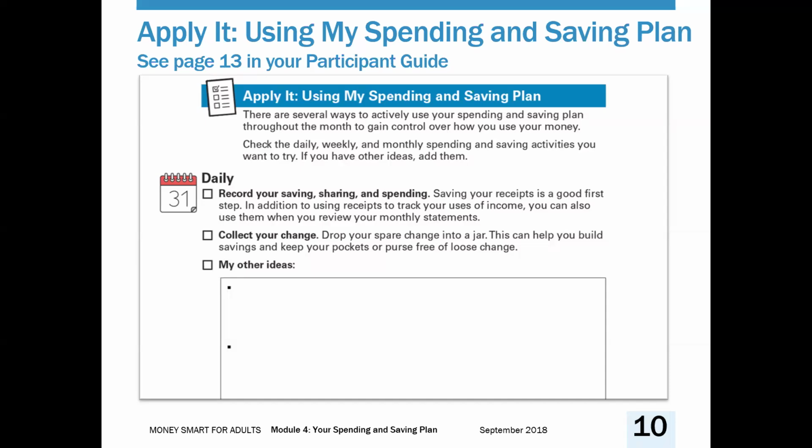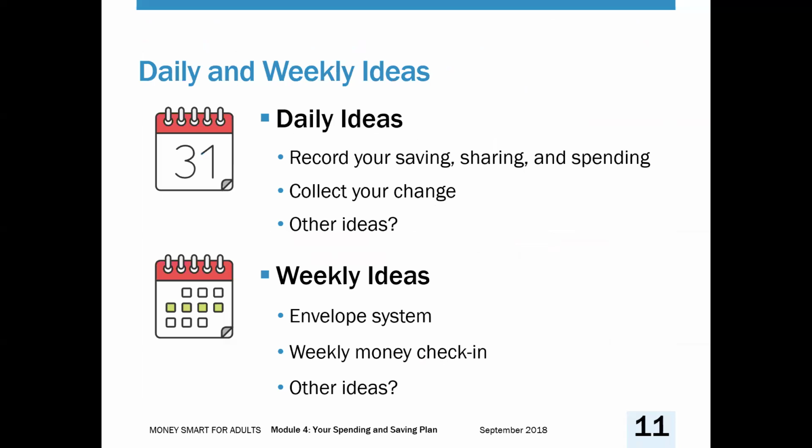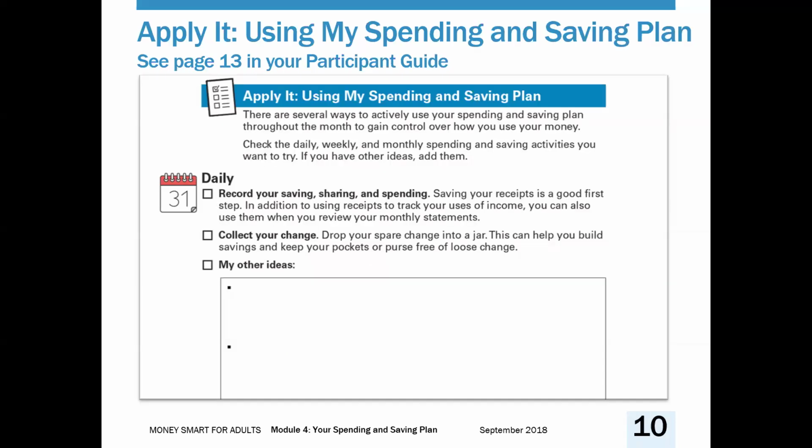Another way or solution to think about this differently is what we have here in the apply it section, which is using a my spending and savings plan by coming up with a record, which is recording what you're doing. And this is kind of like a daily ideas thing, which we'll go over in a second, but this is what you're going to encounter in the participant guide.